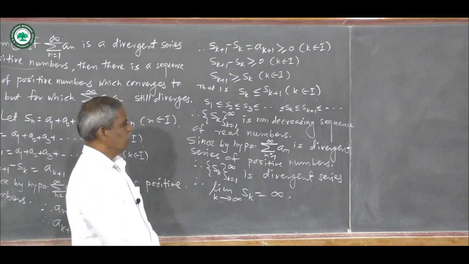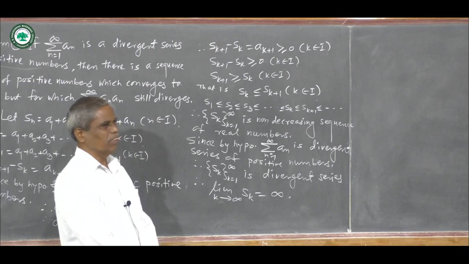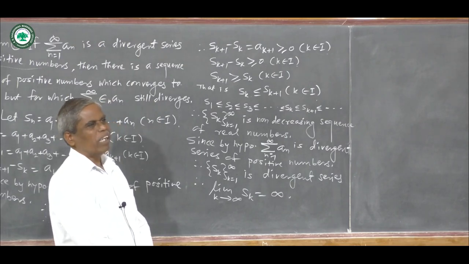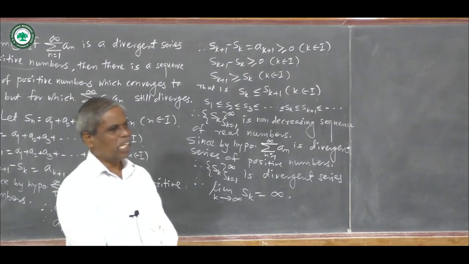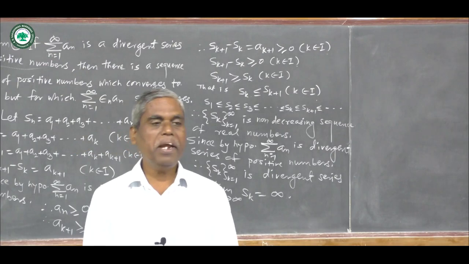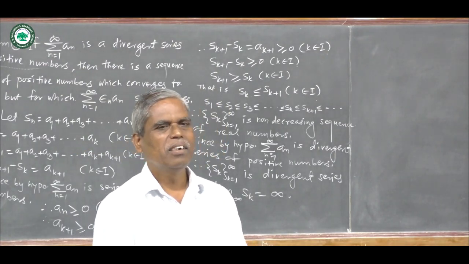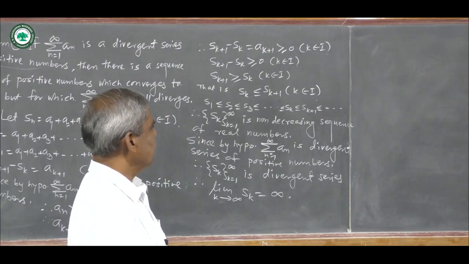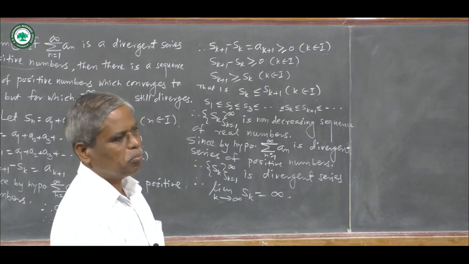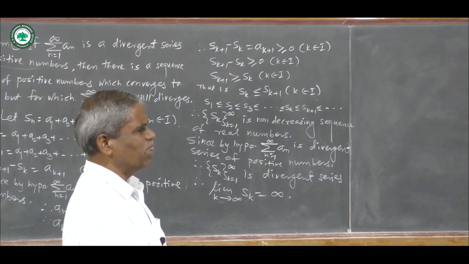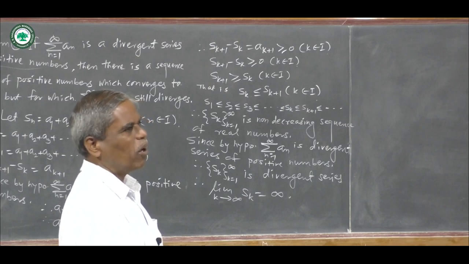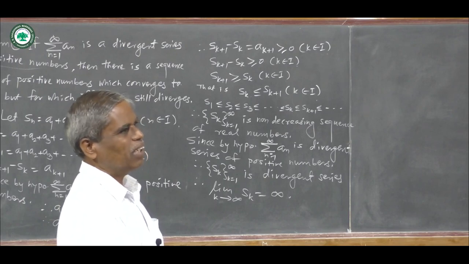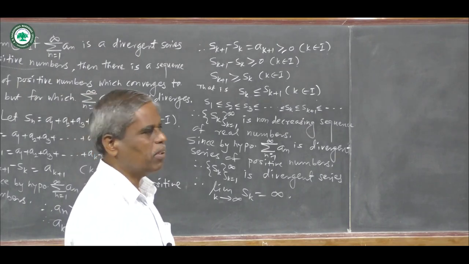Since this series sigma a_n is a divergent series, the corresponding sequence of partial sums is also divergent. Therefore, for any n belongs to I, we can find m belongs to I such that S_(n+1) is greater than 2 times S_m. Since this sequence is a divergent sequence of real numbers, for any n belongs to I, we can find m belongs to I such that S_(n+1) is greater than or equal to 2 times S_m.